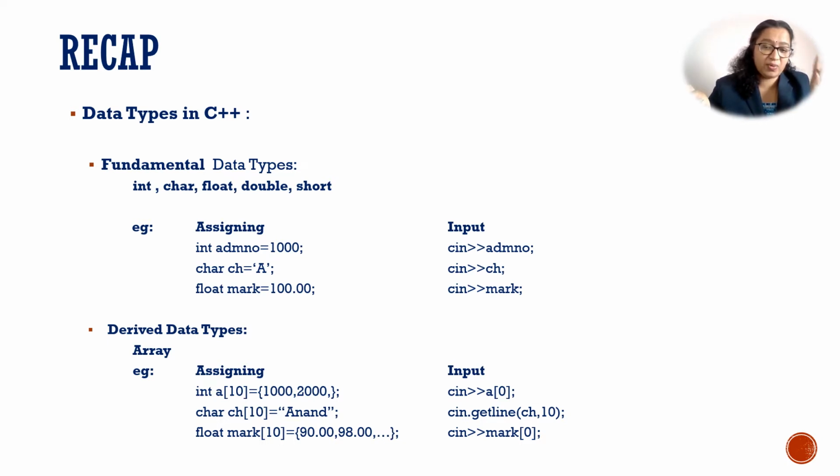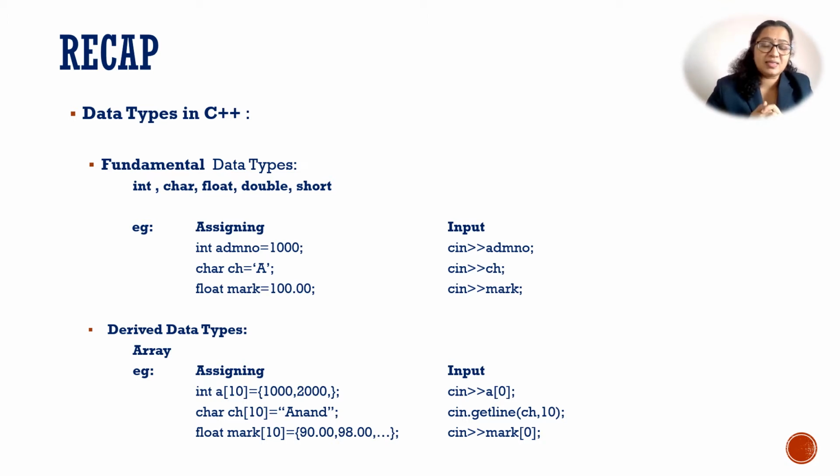A of 0 is the first cell name. A of 1 is the second cell name. A of 2 is the third cell name. Like that, it will go on till A of 9 is the last cell. This is the way of declaration.